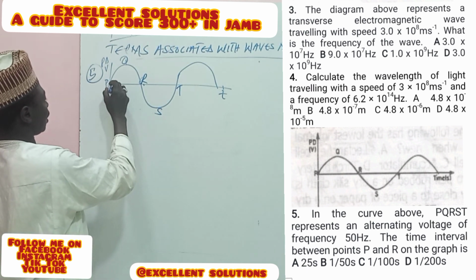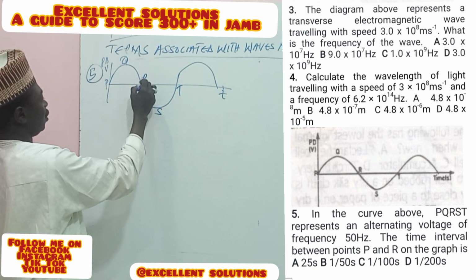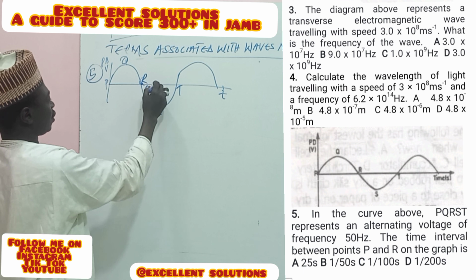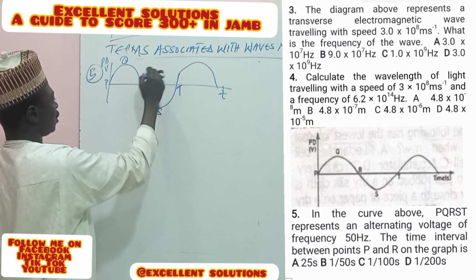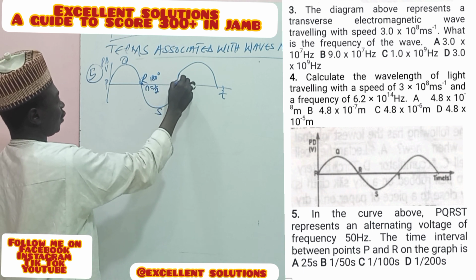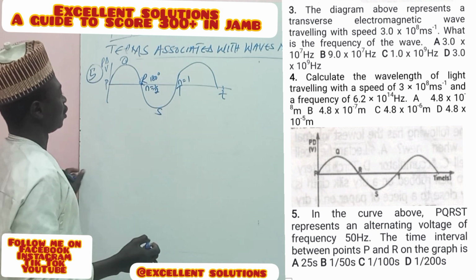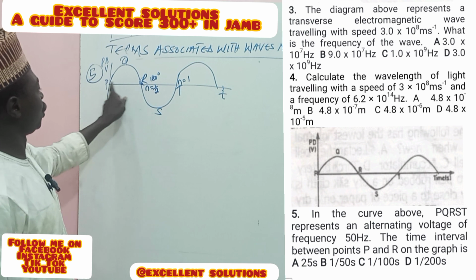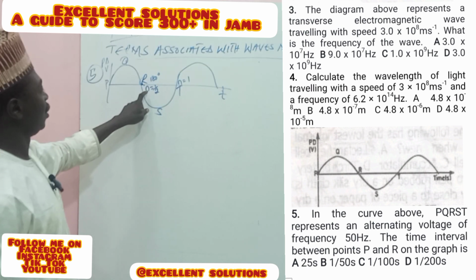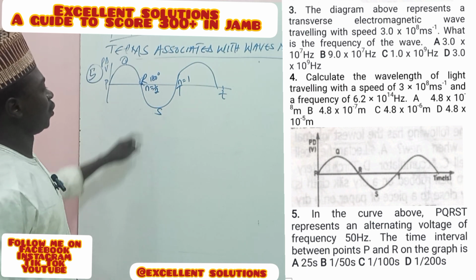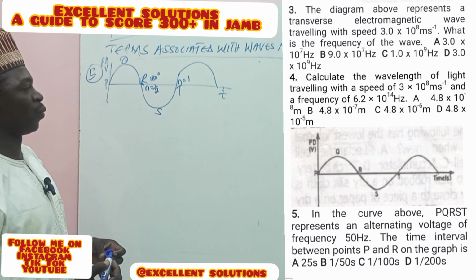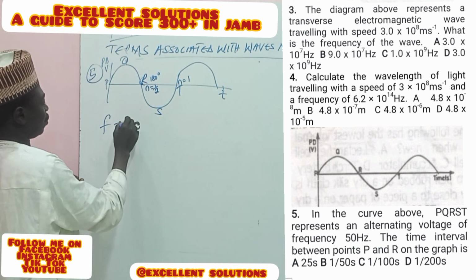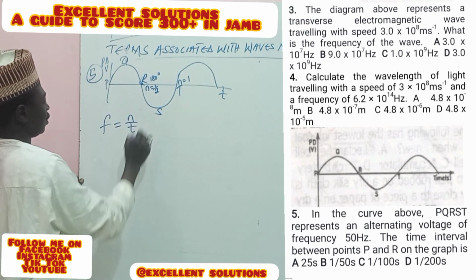When this object starts from here to here, the number of revolutions n is equal to half, because here we are having 180 degrees. At this point we have n equals to 1. So the number of revolutions between point P and R is equal to half. So the question asks us to find the time interval between point P and R. See, F is equal to n over t.